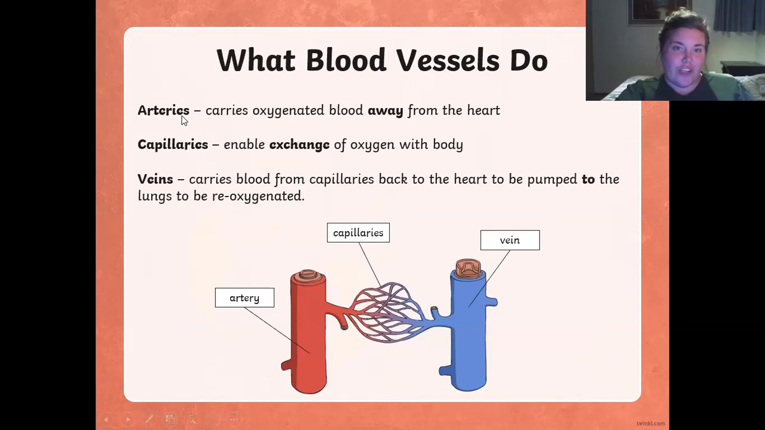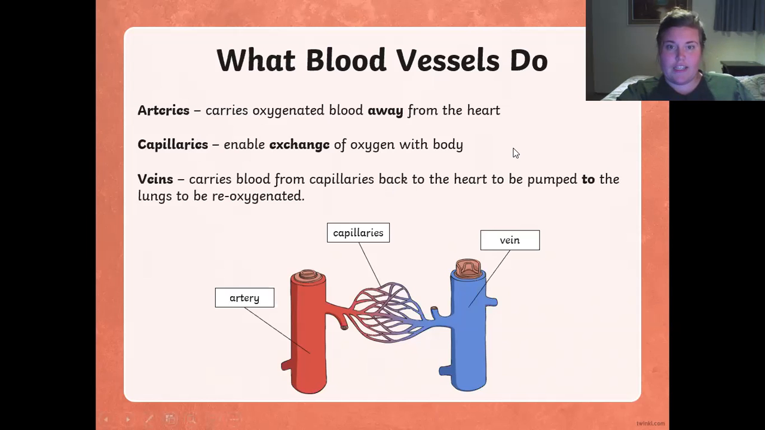So we have arteries, and arteries carry oxygenated blood away from the heart. Okay, so that takes the oxygenated blood away from the heart and through the body where we use that oxygen. Then we have capillaries, and these enable the exchange of oxygen with the blood.